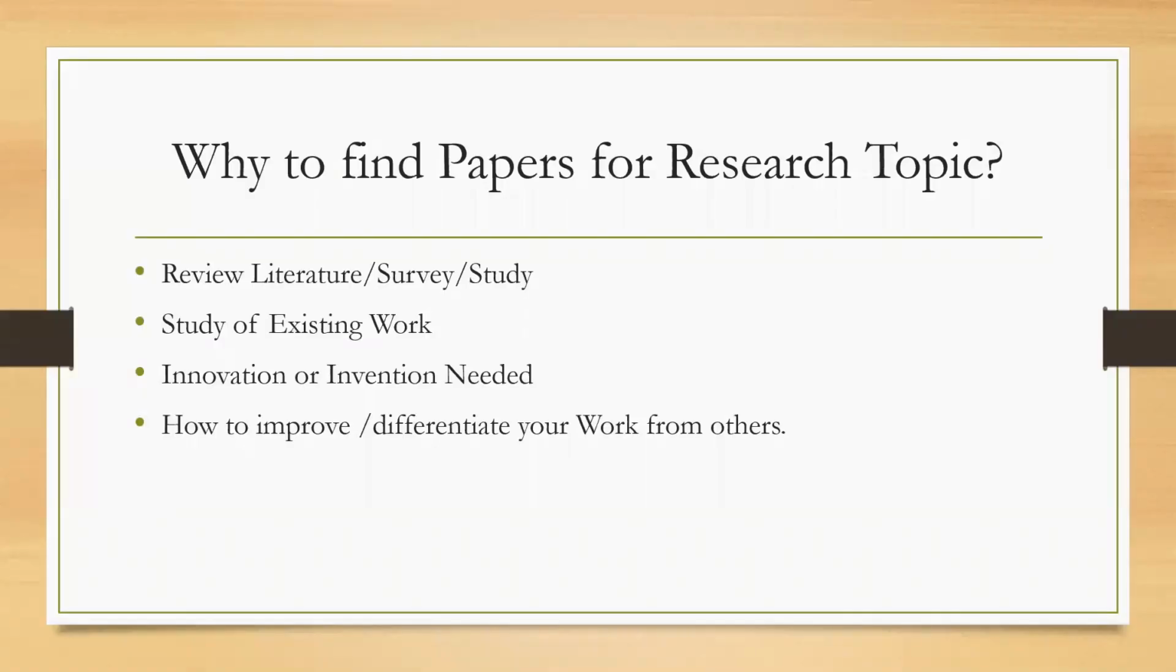So the first question is why to find papers for the research topic. As I told you, we need to see and compile whether our topic is new or innovative and what new things we can include in our work. The very first thing is we need to perform a literature review, or a survey or study, on the existing work or existing system. From there we'll get to know what kind of work they have done, what kind of inventions they have proposed, what scope of improvement we have, and how we can enhance the existing work.